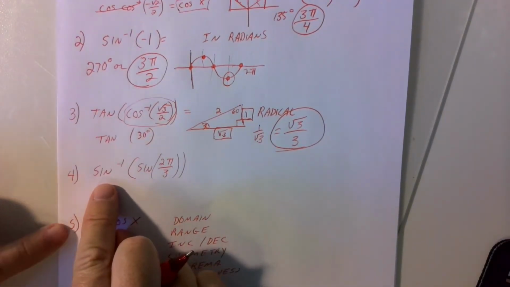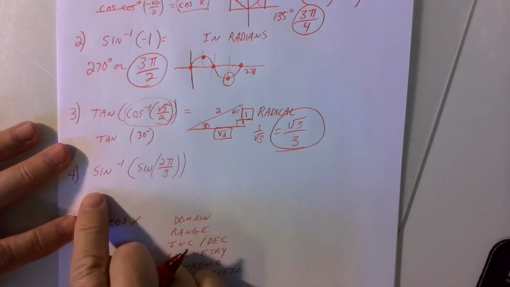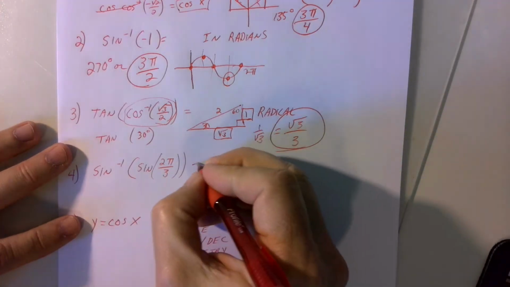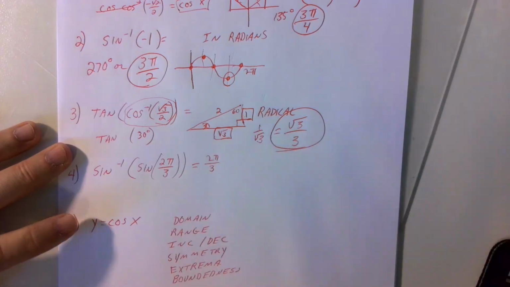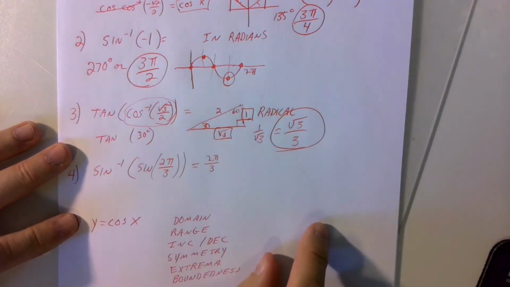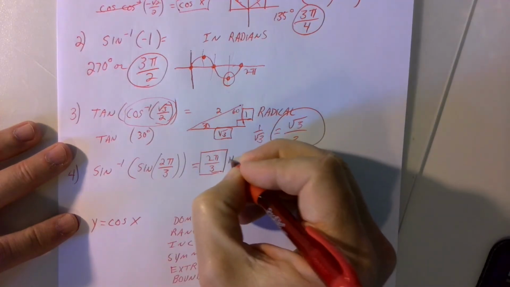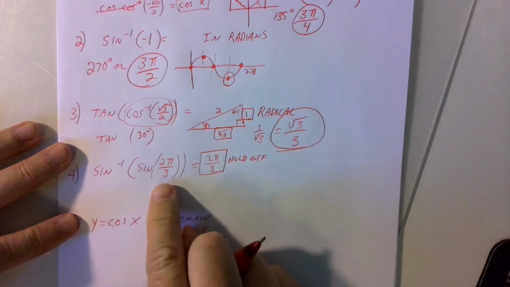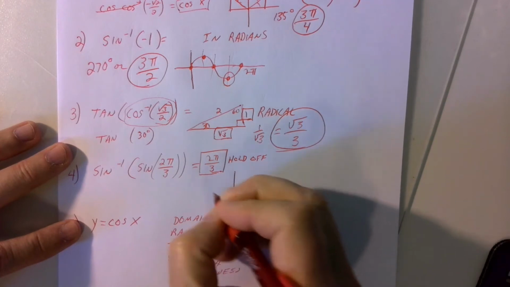Okay. So this one right here, sine inverse of 2 pi over 3. My first initial instinct is, hey, sine inverse kills sine, yay, it's just 2 pi over 3, right? That's totally logical, totally would make sense. However, we're going to hold off on that for just a second, because remember, there can be multiple solutions because sine's positive in a couple different places. So let's take a look at where this is on the unit circle.